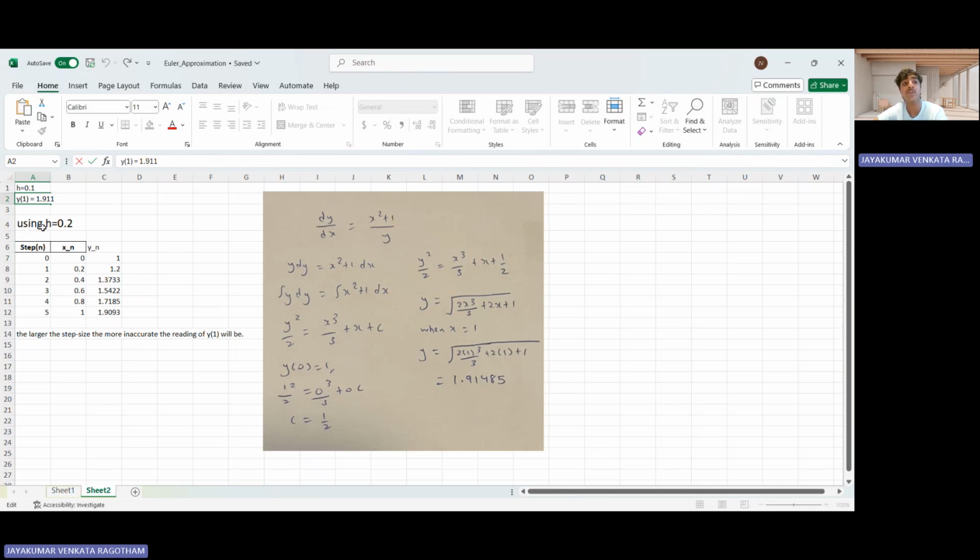So I also want to try a different step size. And I've done another step size of 0.2. And I noticed that after doing everything with the formulas, I've gotten it to be 1.9093, which is lesser than 1.911 and very much lesser than the exact answer. So from this, I can know that by using a larger step size, there is more approximation error in y1. So I've written over here, the larger the step size, the more inaccurate the reading of y1 will be.